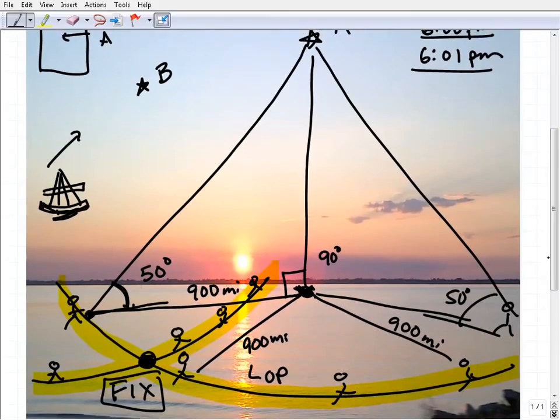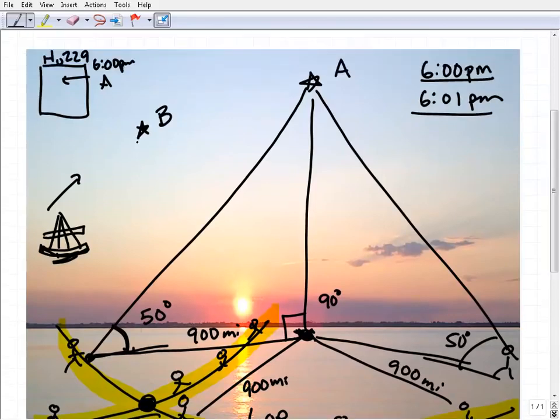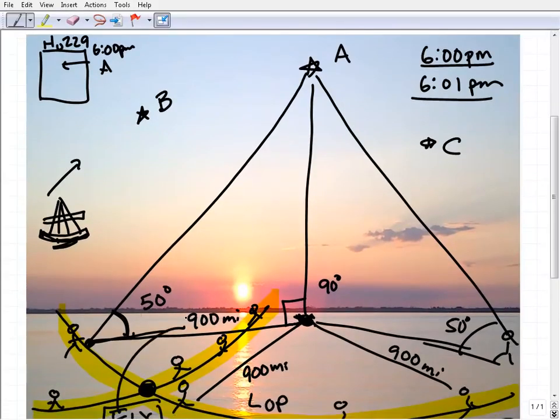And let me just throw something else in. If I wanted to make my fixed location more accurate, what could I do? Well, if here I use two stars, maybe I want to look at another star, star C. And I would continue to get more and more lines of position, more circles. So you can see it gets pretty involved.